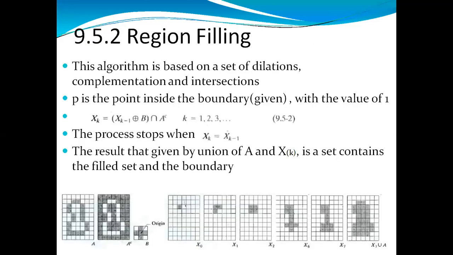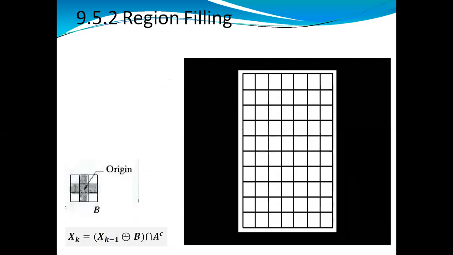The next thing is region filling. This algorithm is based on a set of dilations, complementations and intersections. Here P is a point inside the boundary with the value of 1. The process stops when xk is equal to xk minus 1. The result is given by the union of A and the set containing the filled set and the boundary. So this is region filling.